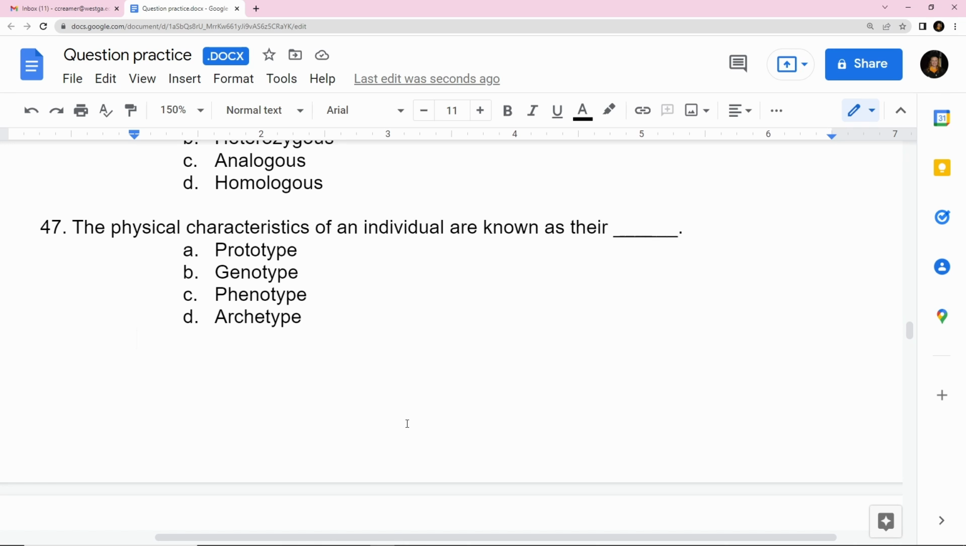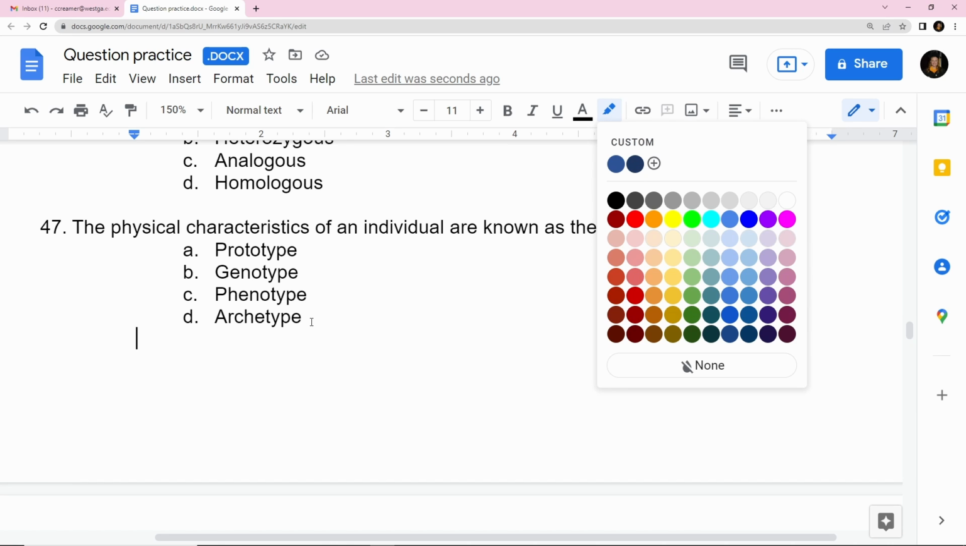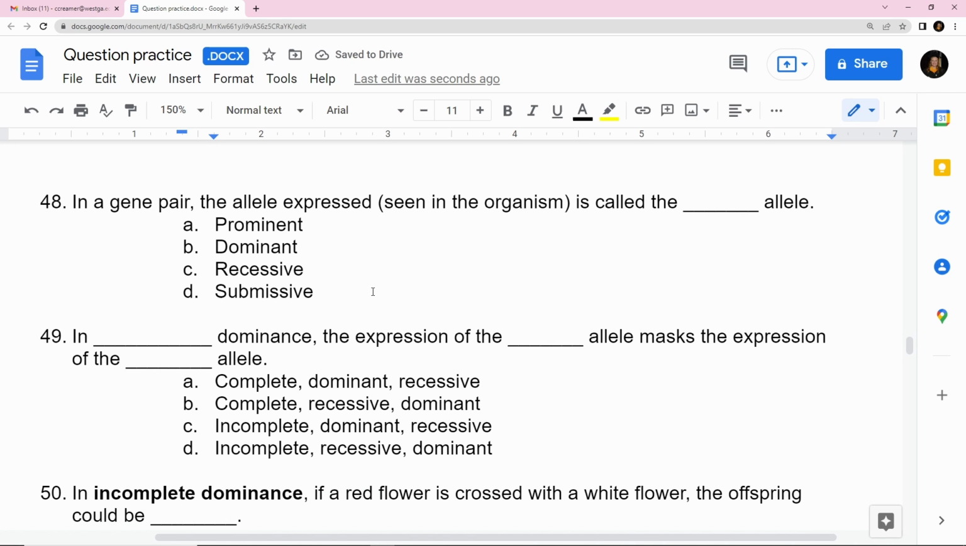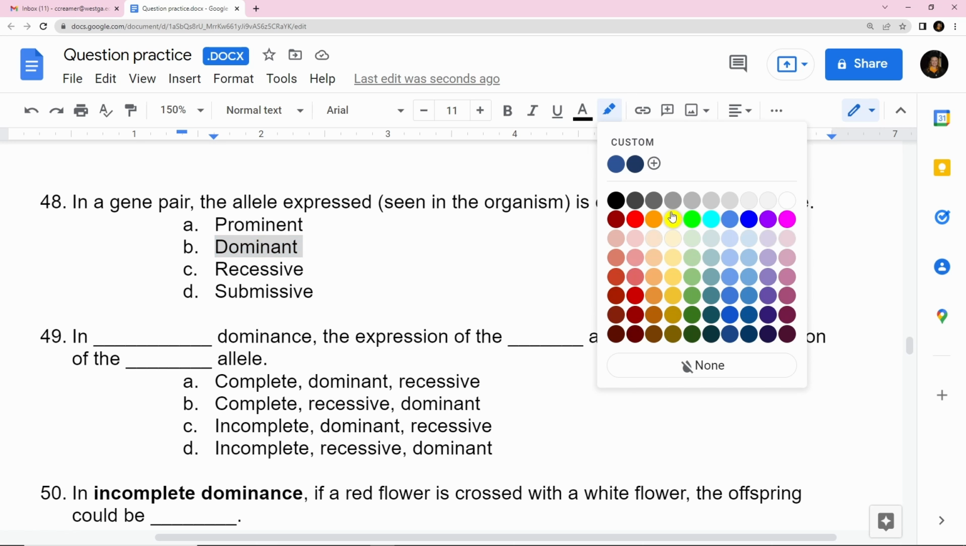The physical characteristics of an individual are known as their blank: prototype, genotype, phenotype, or archetype. If you said phenotype, you would be correct. In a gene pair, the allele expressed, seen in the organism, is called the blank allele. Prominent, dominant, recessive, submissive. If you said dominant, you would be correct.